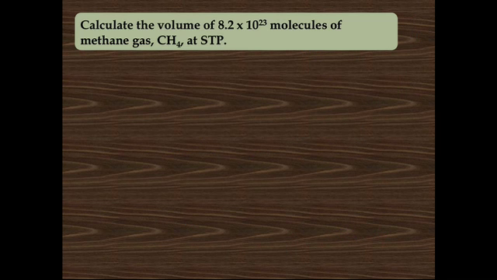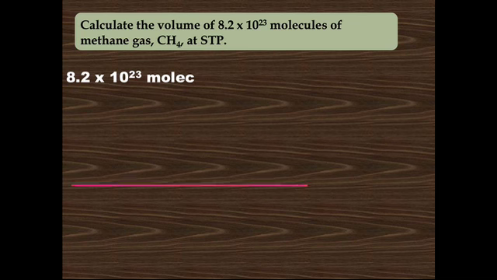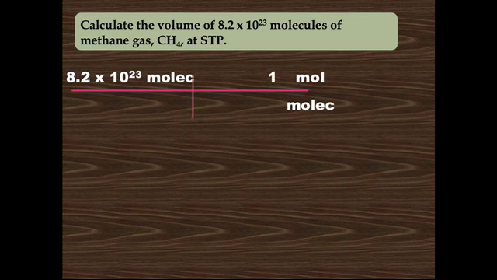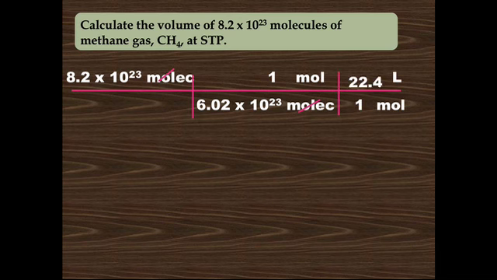Let's look at another one. Calculate the volume of 8.2 times 10 to the 23rd molecules of methane gas, CH4, at STP. So I start with my known, with my molecules, and my magical molecules number was that 6.02 times 10 to the 23rd, and my molecules cancel out there, but I don't want moles, I want volume, and volume is measured in liters. So I'm going to use my 22.4, my moles cancel out, and now I'm where I want to be. I need to multiply across the top, multiply across the bottom, and then divide it out. And I'm going to get 31 liters.